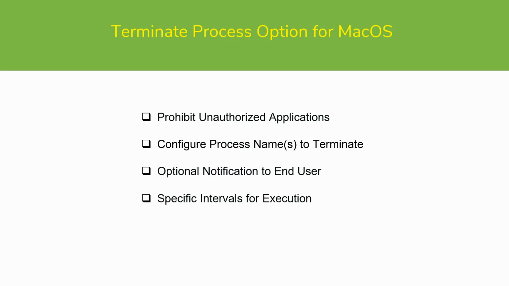Terminate process option for macOS. This feature allows you to prohibit unauthorized applications. You can configure the process name or names to terminate. You can optionally enable notification to the end user when processes are terminated, and you can configure specific intervals for execution of the termination process.